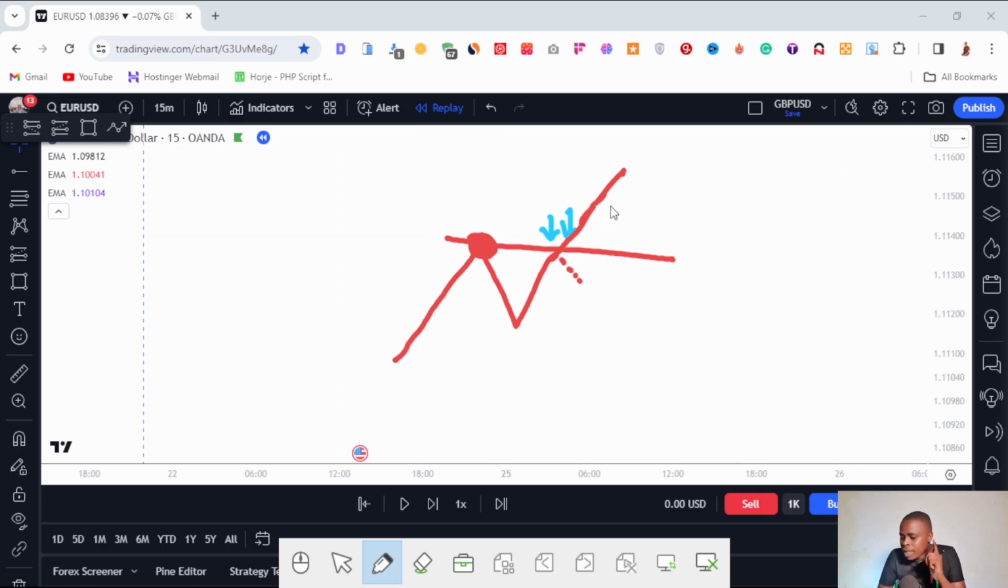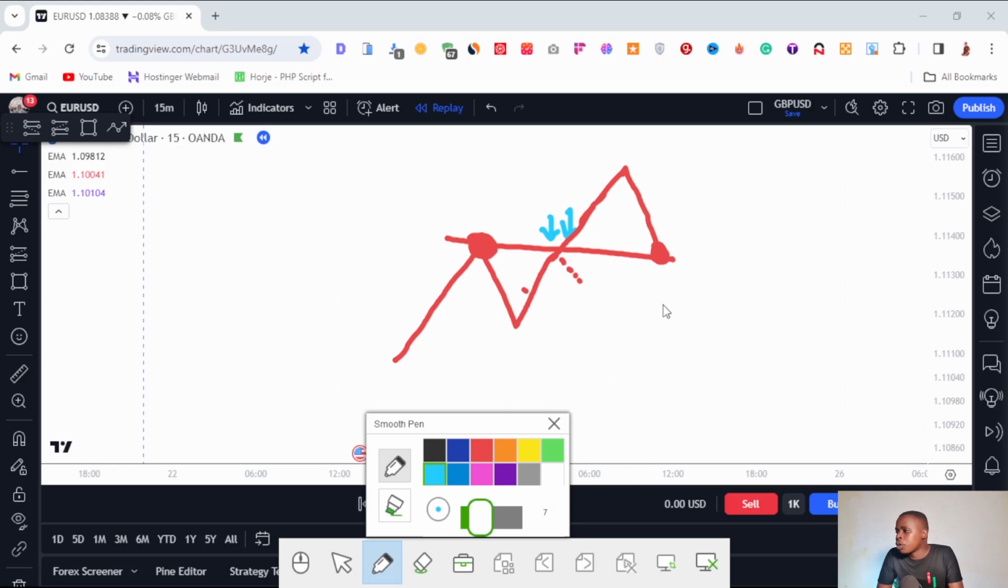Now, when this zone is broken, there are also two things that are likely to happen here. The market is either going to come back into this zone, and it comes back into this zone again. This zone is either going to push prices to go up. Why is this? Because of buyers and sellers.